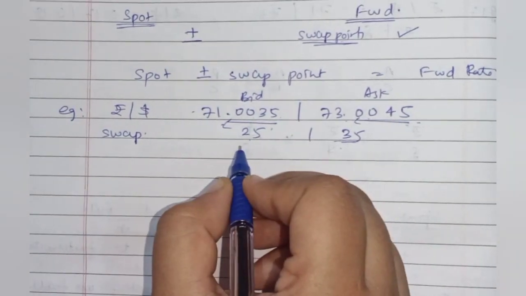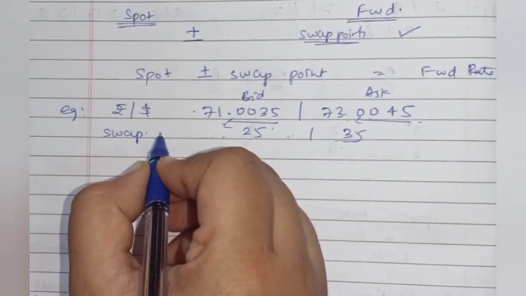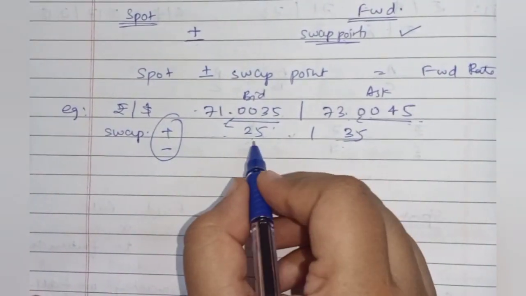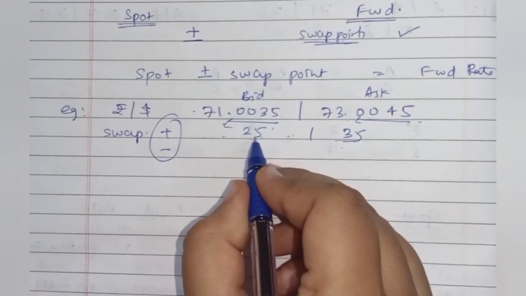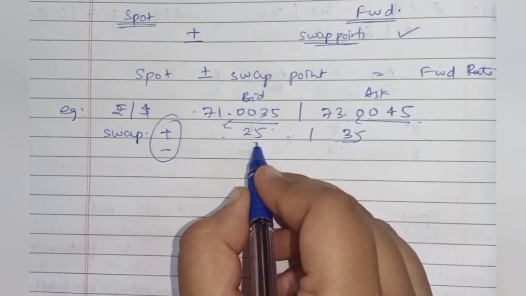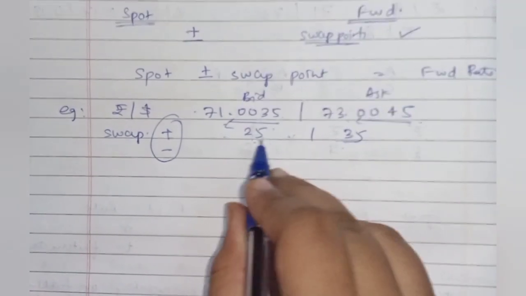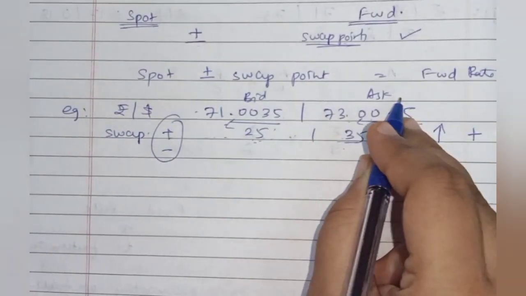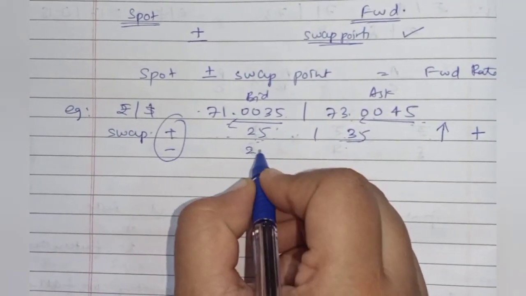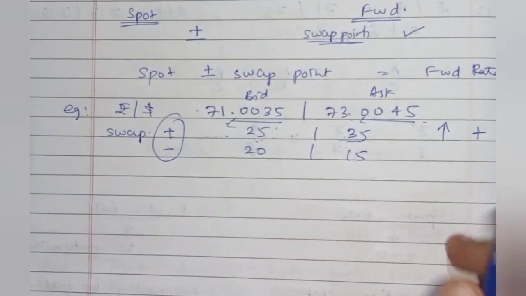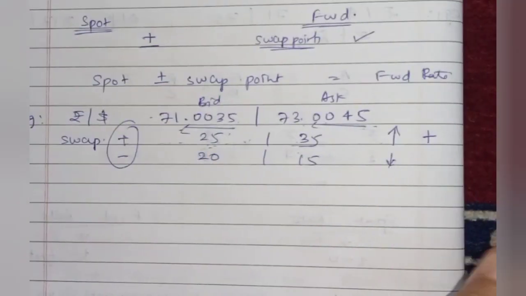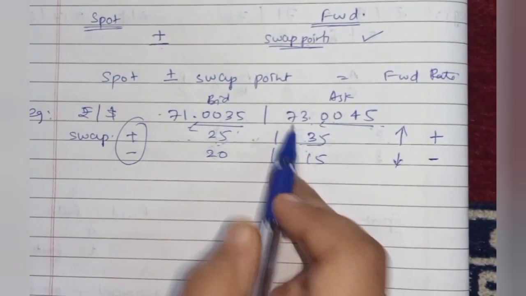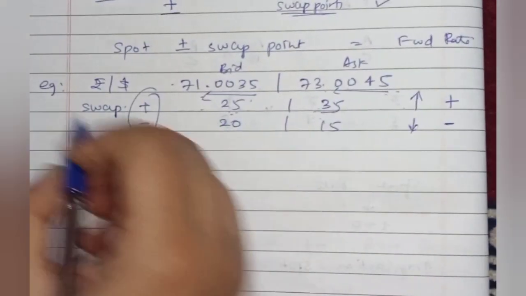So how will you decide whether these swap points will be added or deducted? This decision will be made based on whether they are in an increasing trend. The bid swap point is 25 and for ask it is 35, so this is showing an increasing trend. So this will be added to the respective rates. Similarly, if swap points were 20 and 15, these are showing a decreasing trend. Hence these will be deducted to compute the forward rate. So let us look at it one by one.